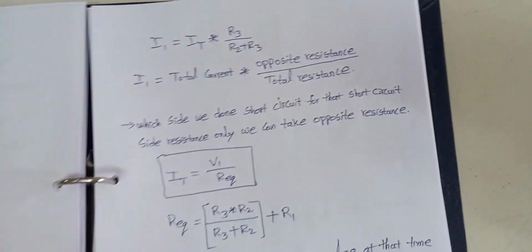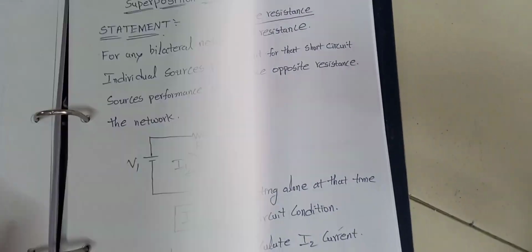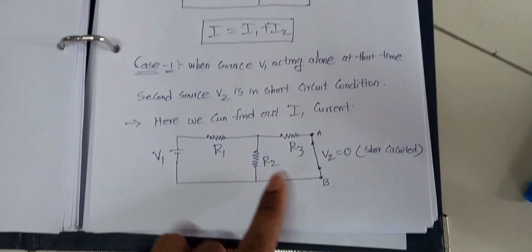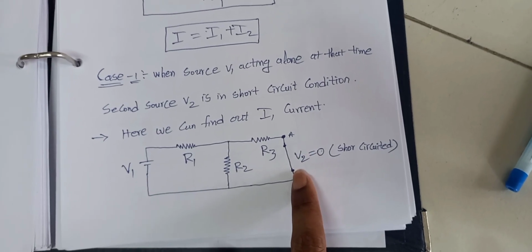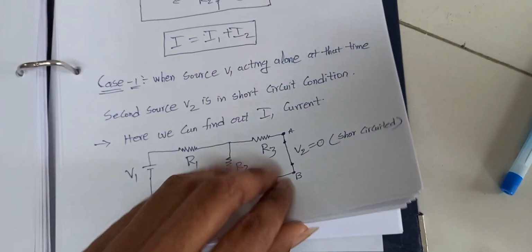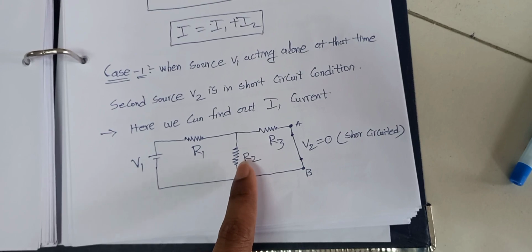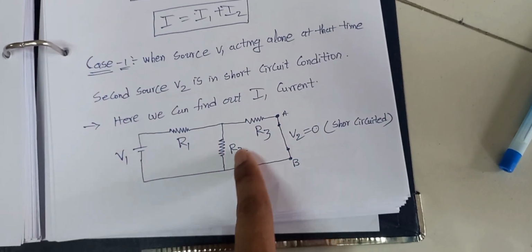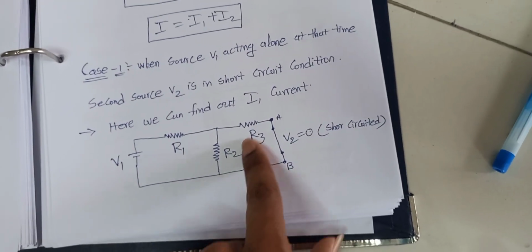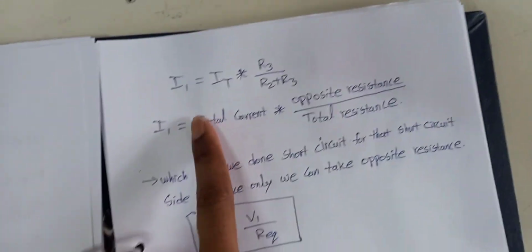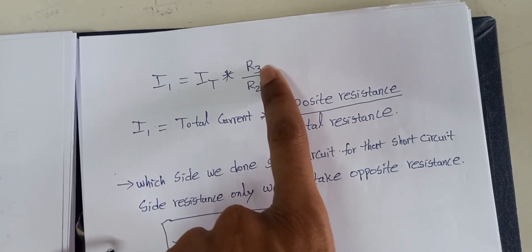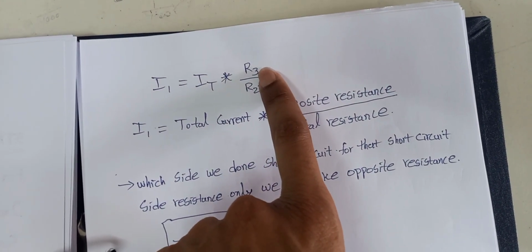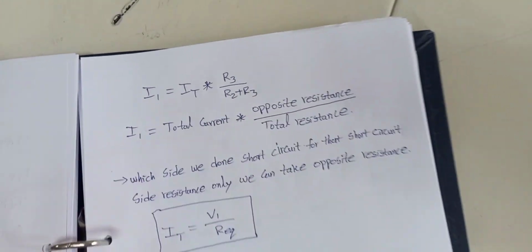Remember once again: from the place where we made the short circuit, we take the opposite resistance and the total resistance. Here the opposite resistance is R2, and the total resistance is R1 plus R2 plus R3. Those values I have mentioned here: total current IT, and opposite resistance by total resistance.